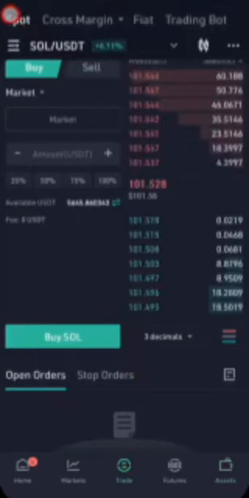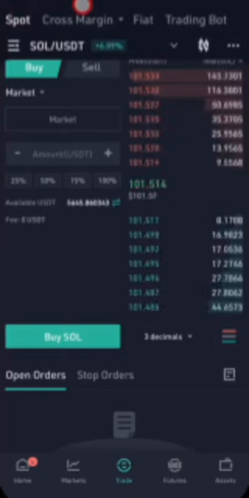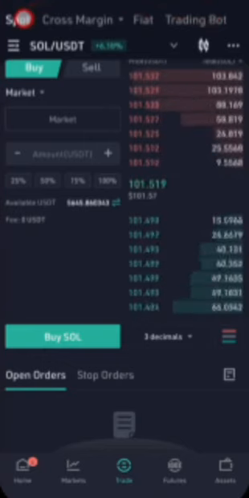Make sure we are in the spot trading tab. So this is the spot market. There's also margin trading or futures trading and so on, or even a trading bot. However, we're going to stick to spot trading for now. Then we can decide on what trading pair we want to trade.